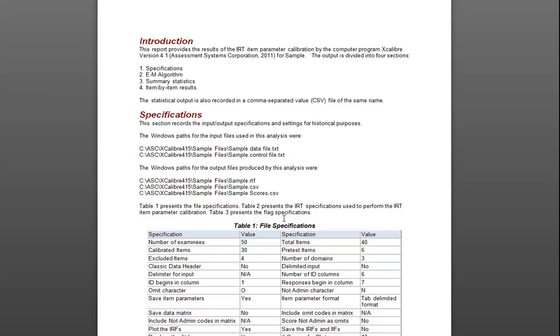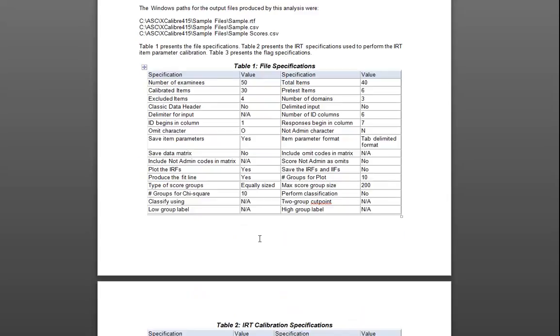On the first page of the output, we provide a summary of what the specifications of the program were. That is, what were the input files that you used, and what were all of the program specifications that you used when you ran the program. So it starts by giving you a summary of the data that you used. In this case, you can see we had 50 examinees and 40 items, of which there were 30 calibrated items, 6 were pretest, and 4 were excluded.